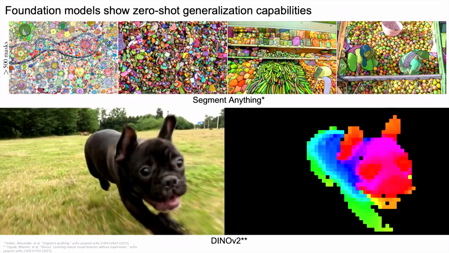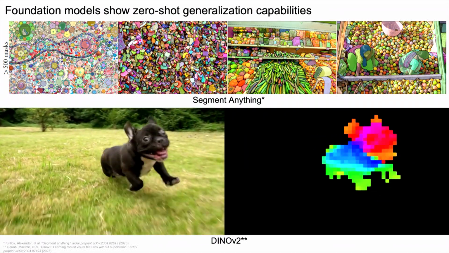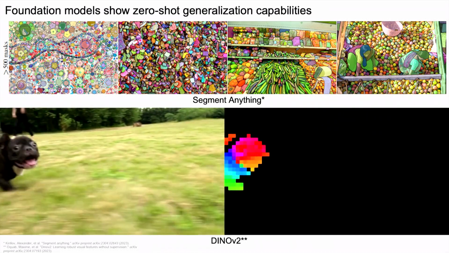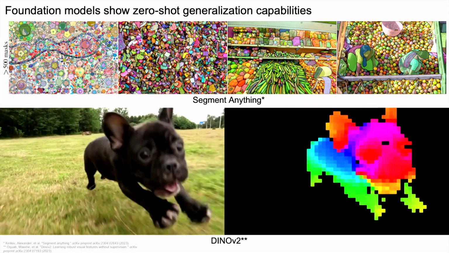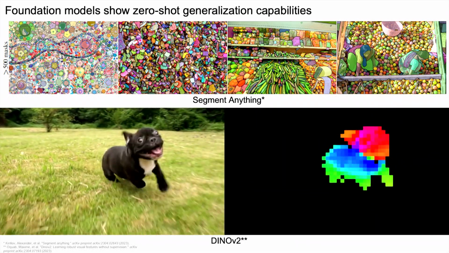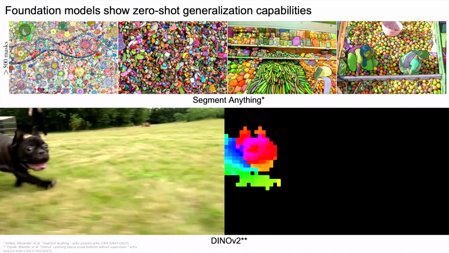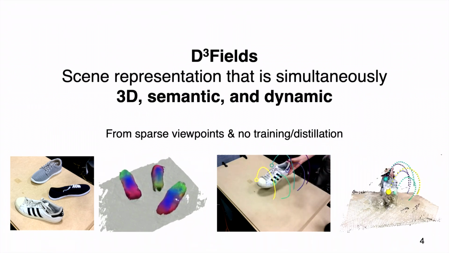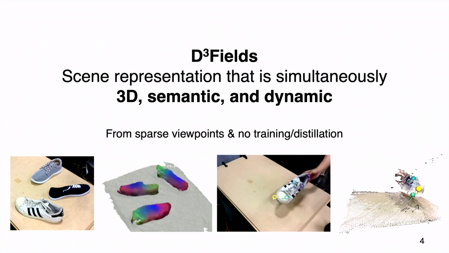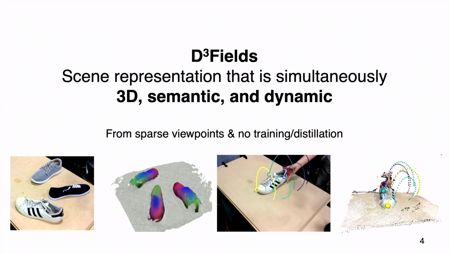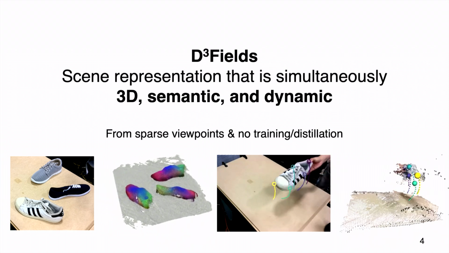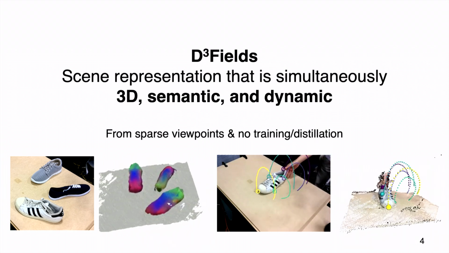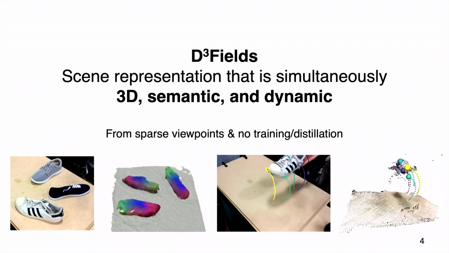So there has been a lot of great work recently in the vision community in developing visual foundation models. They show surprisingly generalizable capabilities in a range of tasks like segmentation or learning pixel-aligned visual descriptors. But none of them are actually in 3D space, and there's still a step we need to take in order to ground this information for robotic tasks. So in this work, we propose D-cube fields. It is a scene representation that is simultaneously 3D, semantic, and dynamic. The key thing we want to highlight is that it only requires sparse viewpoints, like 2, 3, or 4 views, and it requires no training or distillation at all.